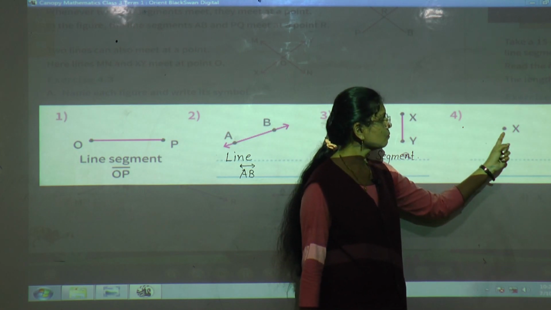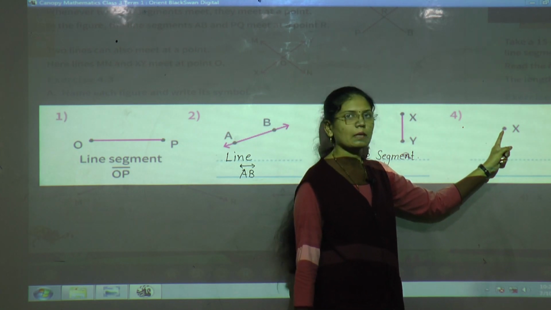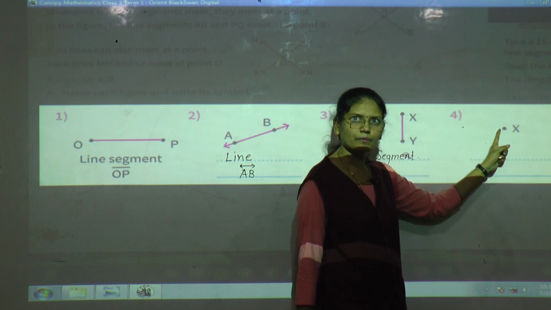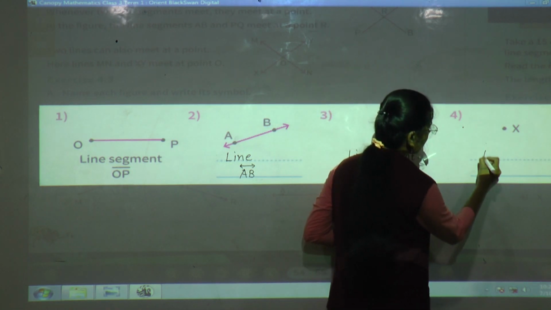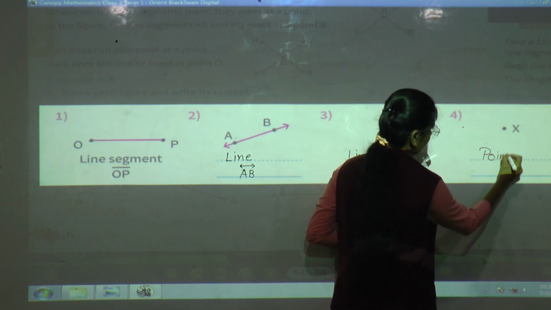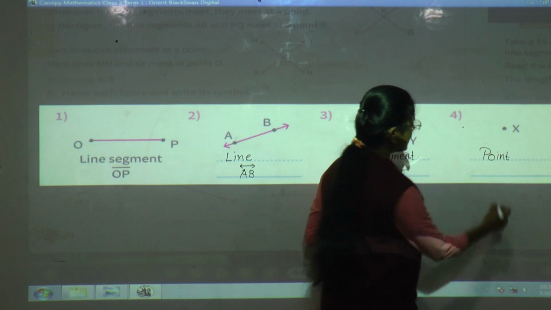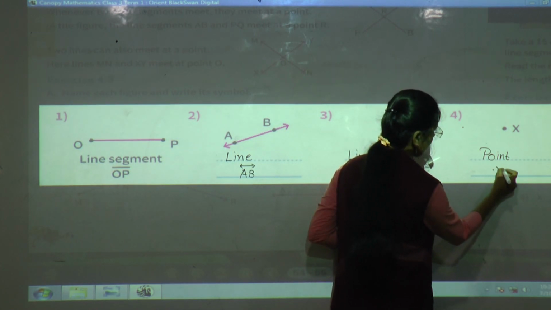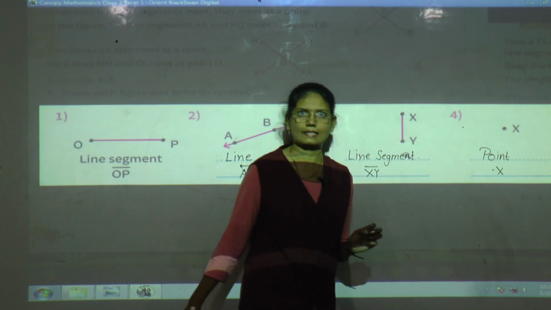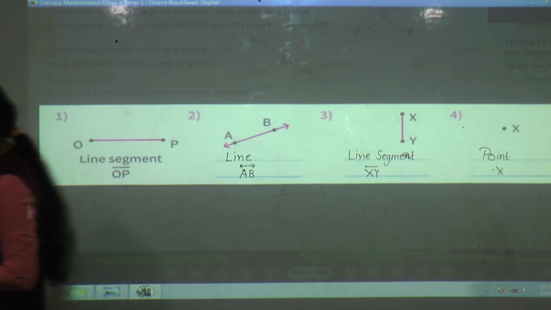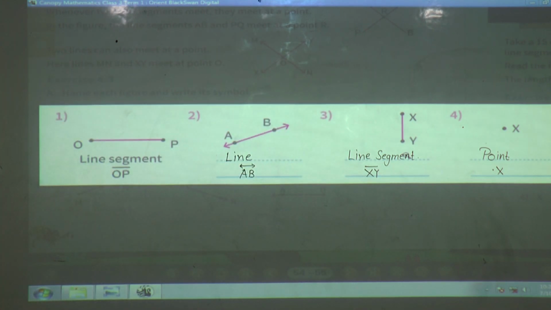The fourth is, yes, it is a small dot which we can make with the help of a pencil, and the name of that figure is point. Okay? So I'll write here point, and the name of the point is X. Point X. Okay? Copy this in your textbook also.